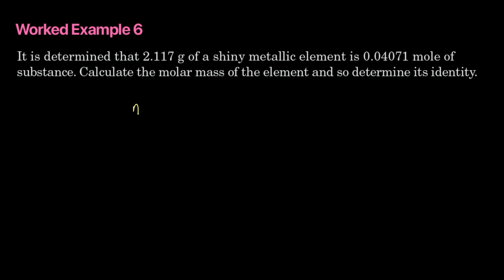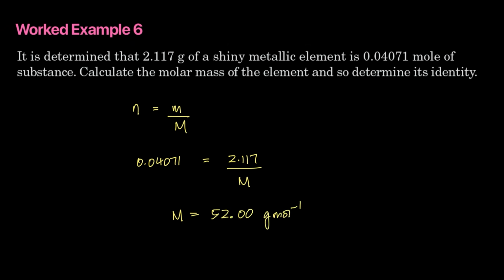So in this relationship, number of moles is what? Mass over molar mass. You have to find capital M, molar mass. You know the number of moles is 0.04071. The mass is 2.117, and you've got to find capital M. And capital M in this case exactly comes out to 52.00 grams per mole, which really means the Ar I'm looking at in the periodic table is 52.0.